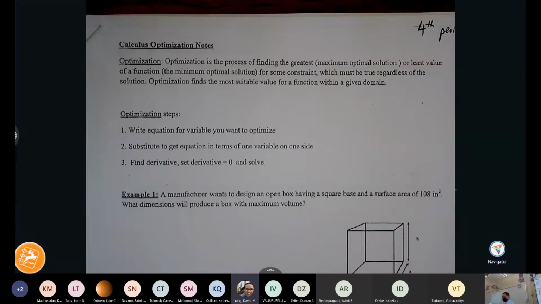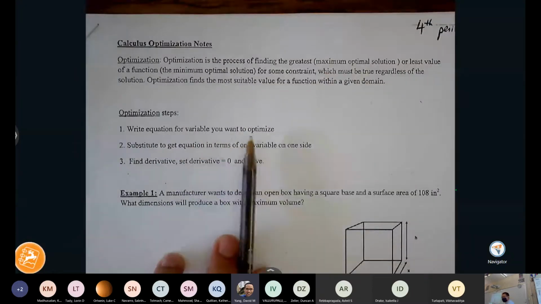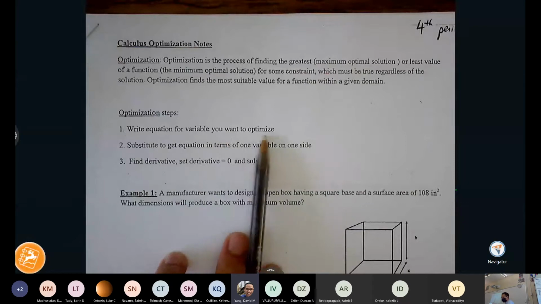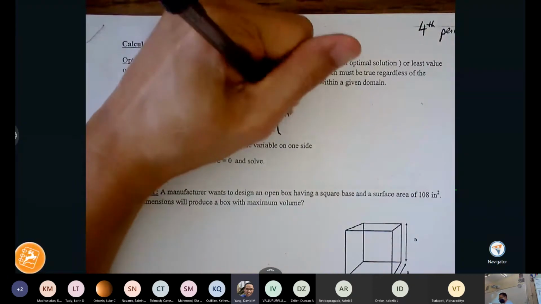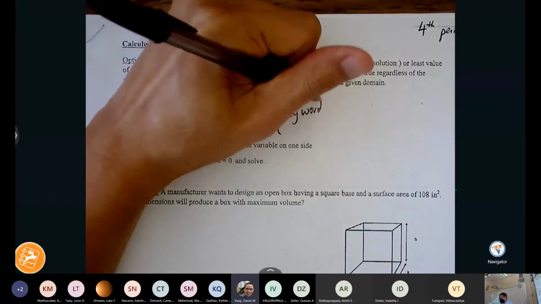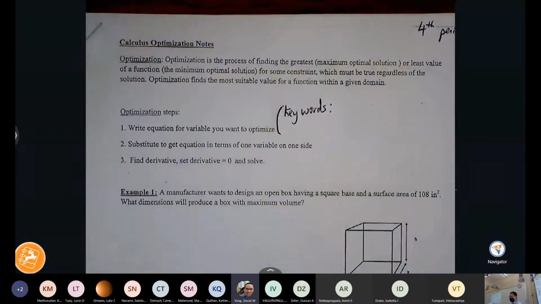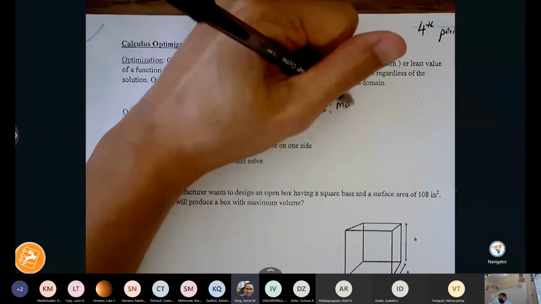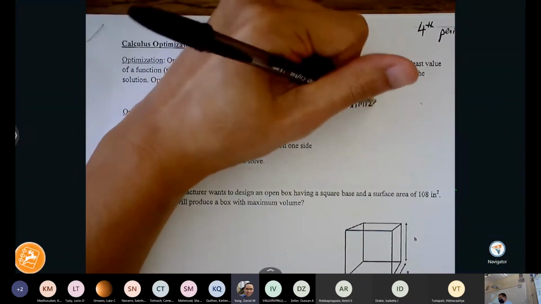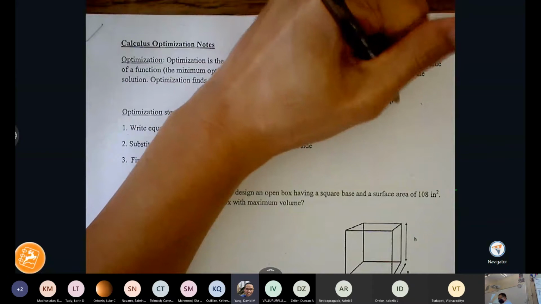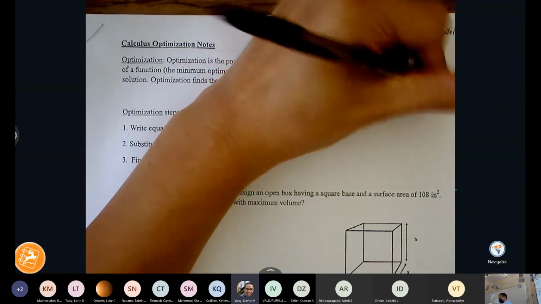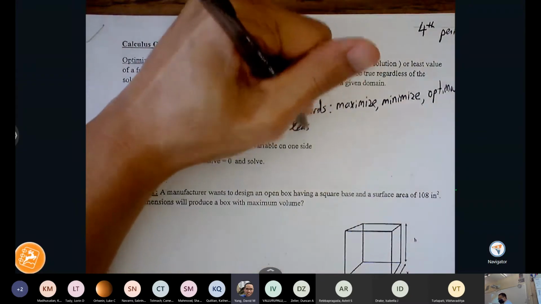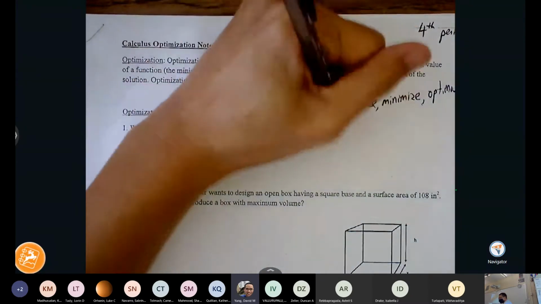So the steps that we take is we want to write an equation for the variable that we want to optimize. So basically, we want to identify our primary equation. There are a couple of keywords that we want to look for. So kind of like related rates, we have to use context clues to decide how we are going to begin the problem. So you want to look for words like maximize or minimize, optimal, least cost, greatest size.